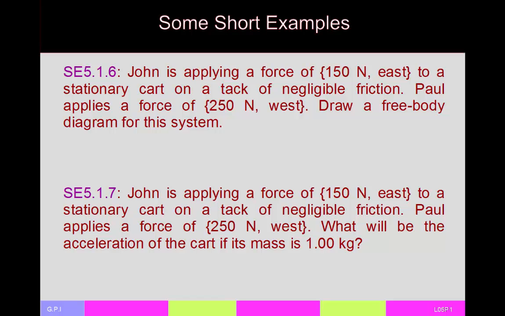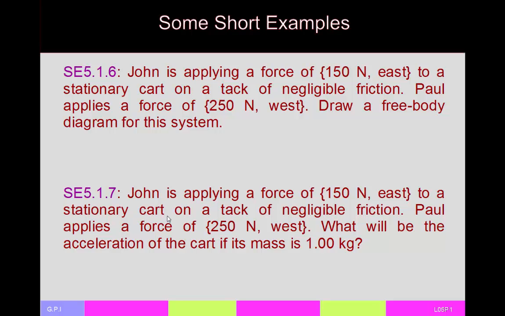So the second part of this example then is, given this pair of forces, if we know what the mass of the box is, what will the acceleration be? And the assumption here, by the way, is that this tack that it's sitting on has negligible friction. It's basically sitting on the ground. There's no friction for whatever reason. Maybe it's on like a lake of ice. Maybe it's on an air hockey table, whatever.